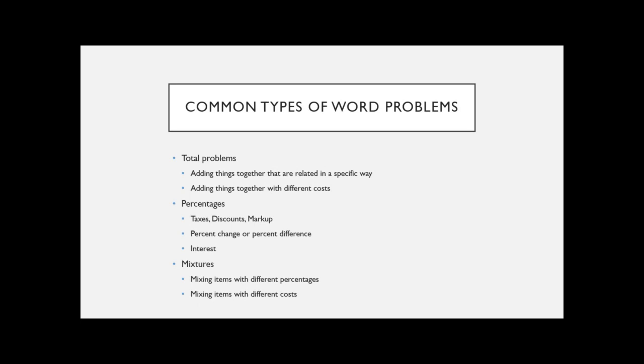That's a total problem. Another common total problem would be if you've sold this many adult tickets and this many children tickets, how much money did you make total? And you know how much each one costs, something like that. So you're basically trying to add things together and you're given a total.